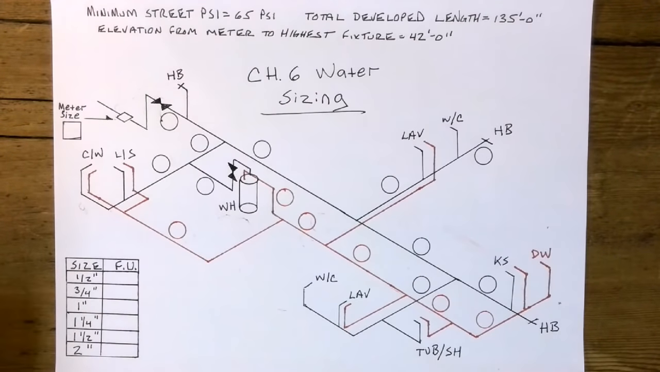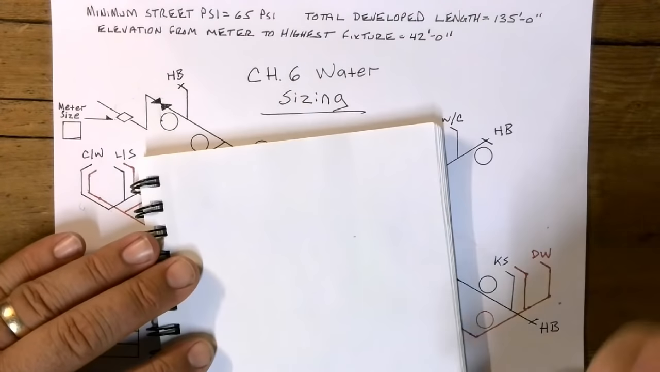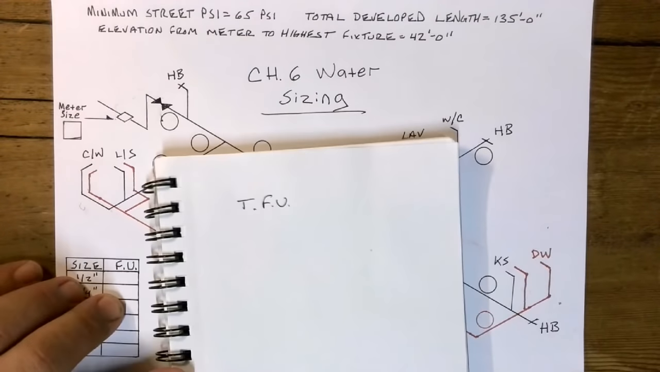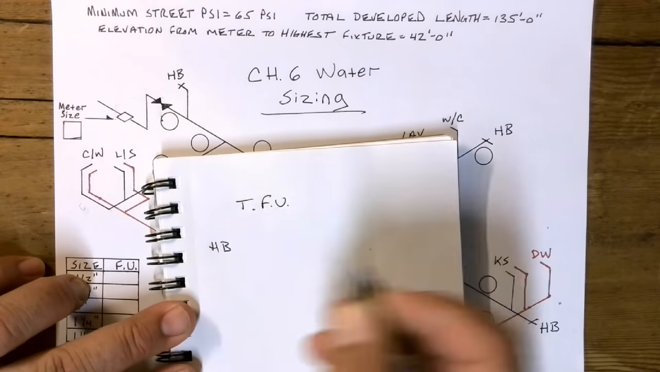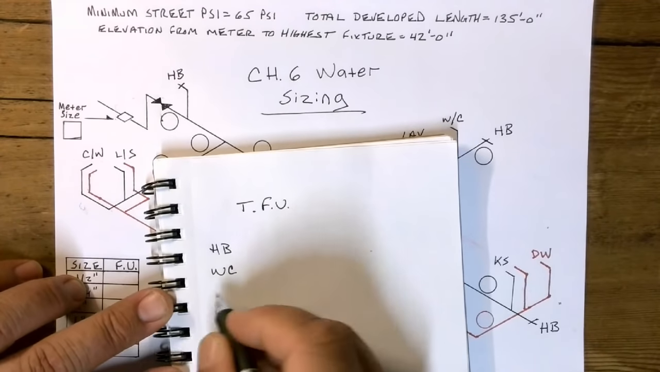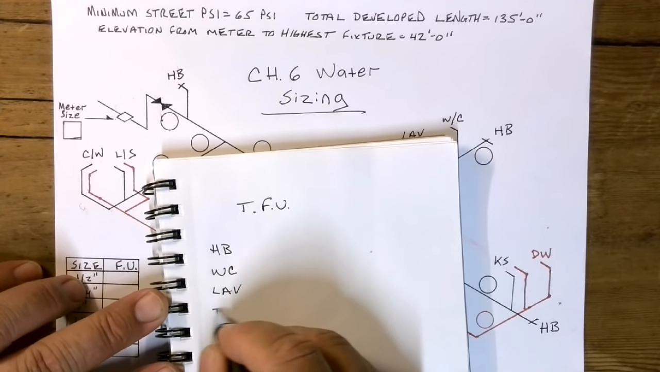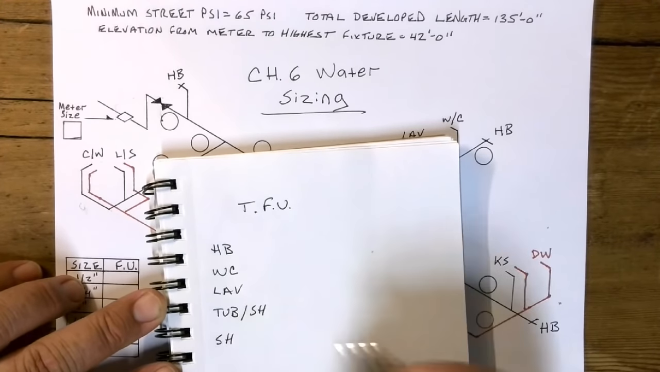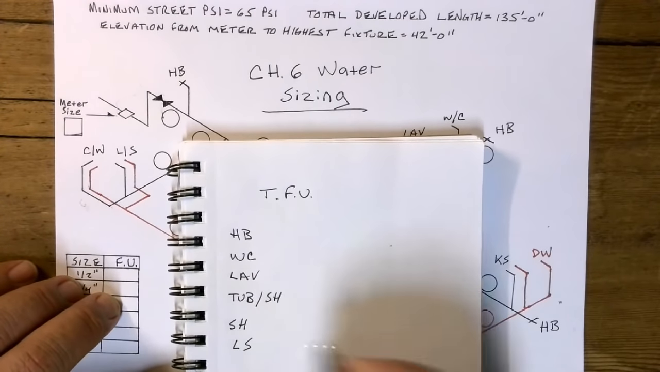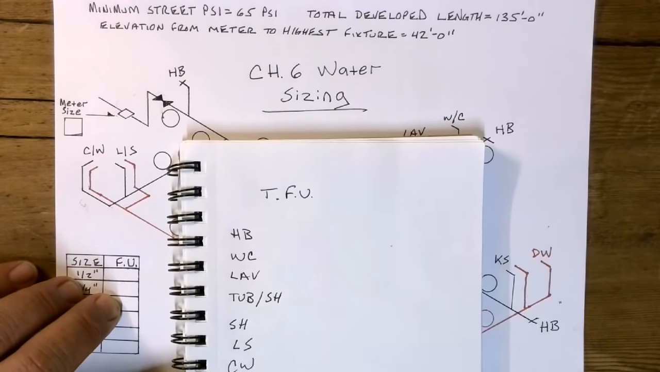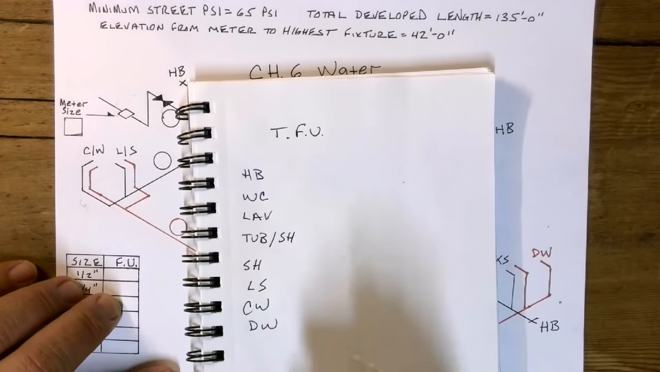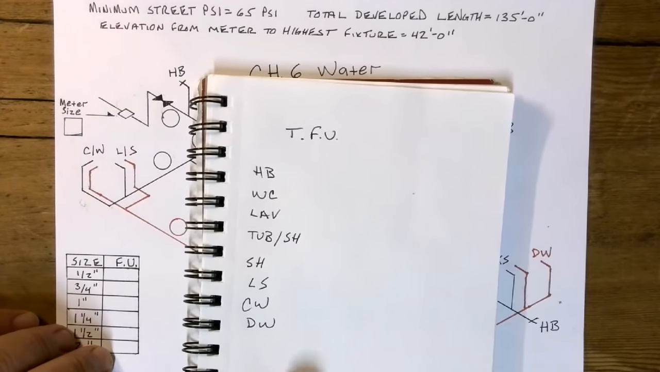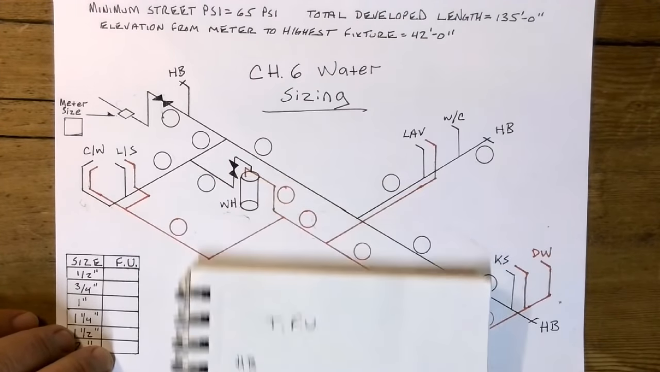So, first things first, what we are going to do is we are going to take a tally for total fixture unit value. I need total fixture units, okay? I'm going to make a list. I'm going to say hose bibs, water closets, lavs, tubs, or tub and showers, laundry sinks, clothes washers, dishwashers. What else is missing from a standard house? Anything? Anybody think of anything? Pretty much got everything I have here.